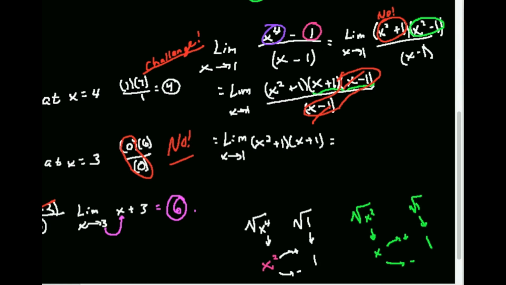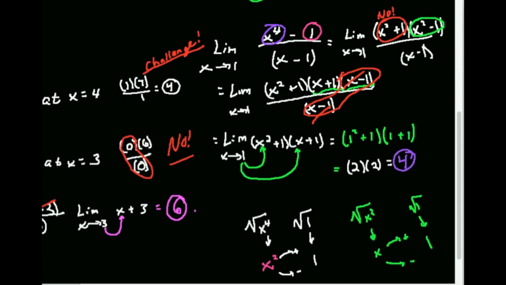So you could potentially FOIL this out, or you could just start plugging numbers in. I'm just going to plug numbers in. So I'm going to plug a 1 in for this x squared and a 1 in for this x. So what do I get? I'm going to get 1 squared, that's this x squared, 1 squared plus 1 times the quantity, I'm going to plug 1 in for this x, 1 plus 1. So what is this equal to? 1 squared is 1. Plus 1 is 2, so this is going to be 2. And then I have 1 plus 1 is 2, so times 2. So this limit is equal to 4.